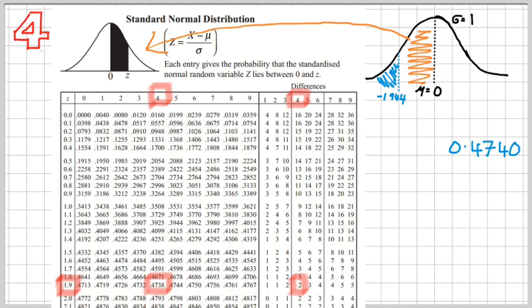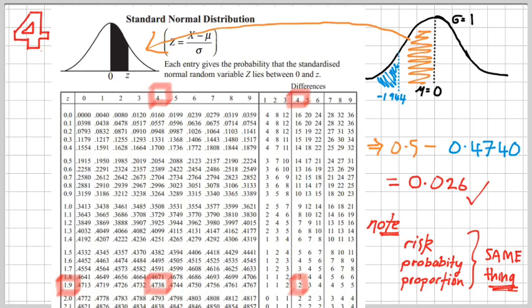What we have found is the orange piece. We don't want the orange piece, we want the blue piece. Remember from case 3 that half of the diagram is 0.5, or 50%. So what we're going to do is take the orange piece away from the total. So 0.5, which is the orange plus the blue, take away the probability that we've found. That color coding is a bit off there, but I hope you'll follow that. And our final answer will be 0.026.